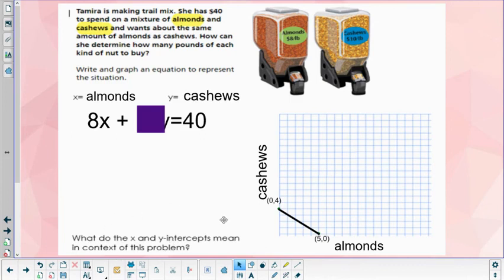But this is the typical problem. They ask you, what do the x and y intercepts mean in context of this problem? So that would be more of an extended response. You would have to type it out in words. You know, you can buy 0 pounds of almonds and 4 pounds of cashews, or you could buy 5 pounds of almonds and 0 cashews.